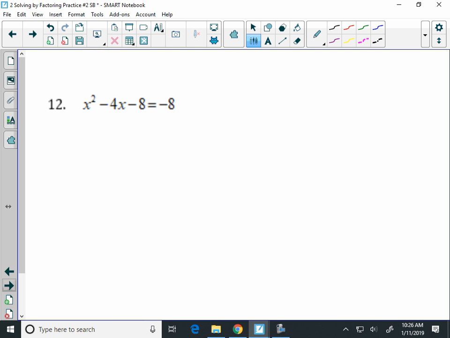The next one we're going to work on is number 12. This is not set equal to 0, so to start, I need to move this negative 8 by adding it to the other side. That'll make it set equal to 0 here. Now what I get when I add that is x squared minus 4x, and negative 8 plus 8 is 0. So I don't have to write it down, I can skip just to the equal sign.